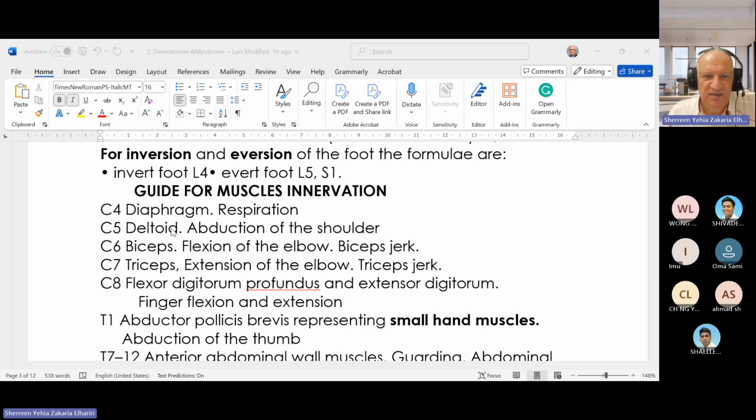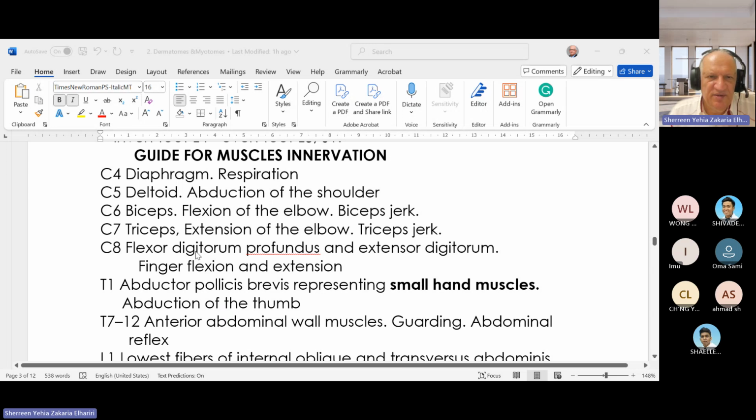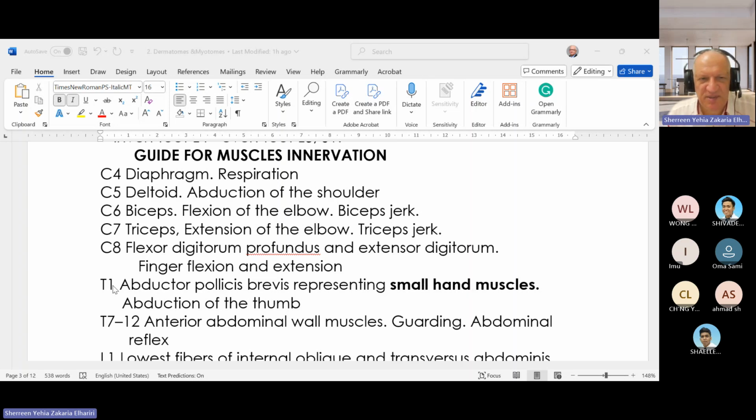C5 also supplies the deltoid, abduction of the shoulder, and this explains why a patient with acute cholecystitis has pain referred to the right shoulder. C6 biceps and biceps jerk, C7 triceps and triceps jerk, C8 flexor digitorum profundus and extensor digitorum, T1 small muscles of the hand. So most or all of the small muscles of the hand have myotome T1.